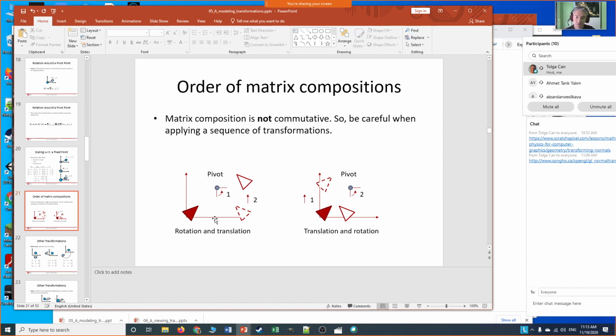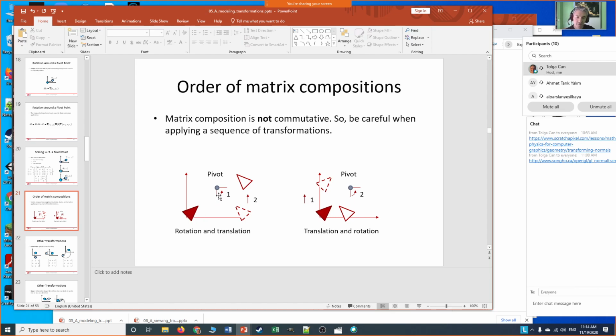It shows, for example, the same object. The first thing we do is perform rotation, and this is the pivot point. So you first rotate around the pivot point 90 degrees, and you get here. So it's a 90-degree rotation around this pivot point. The solid red triangle is our original triangle.